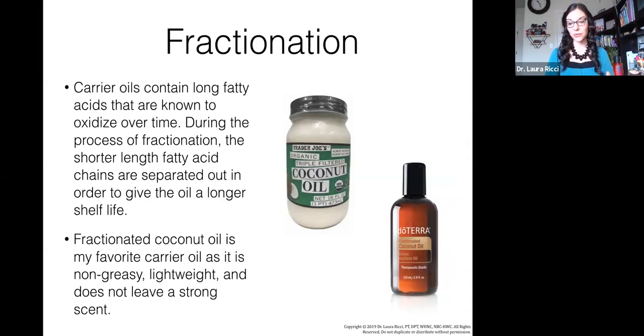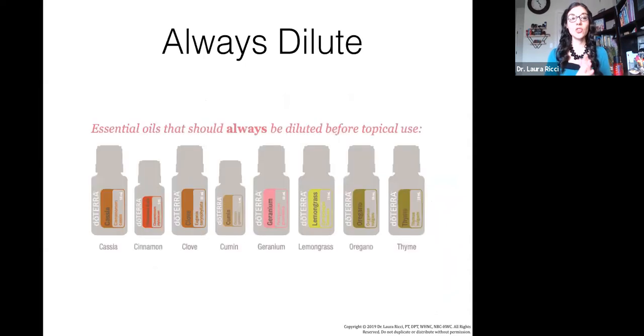It just works really, really nicely, but you can mix it up and try some of those other carrier oils that we mentioned if you have a sensitivity or if you prefer one over the other. So essential oils that we always want to dilute. These are hotter oils. These are things that should always, always, always be diluted before topical use. So things like cassia, cinnamon bark, clove, cumin, geranium, lemongrass, oregano, and thyme. We want to make sure that we dilute those.